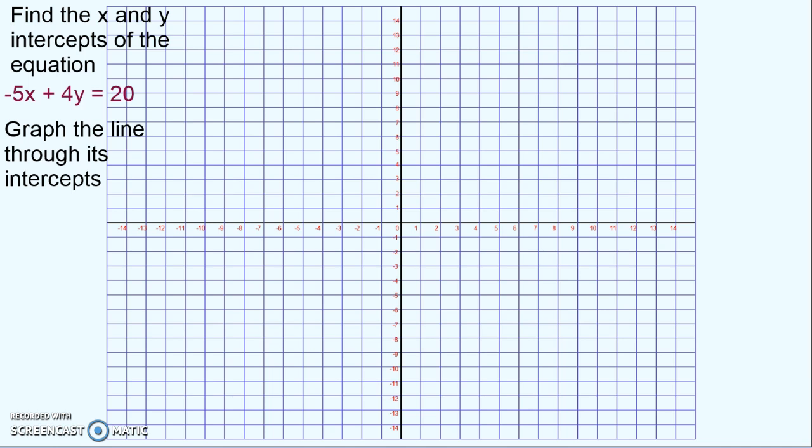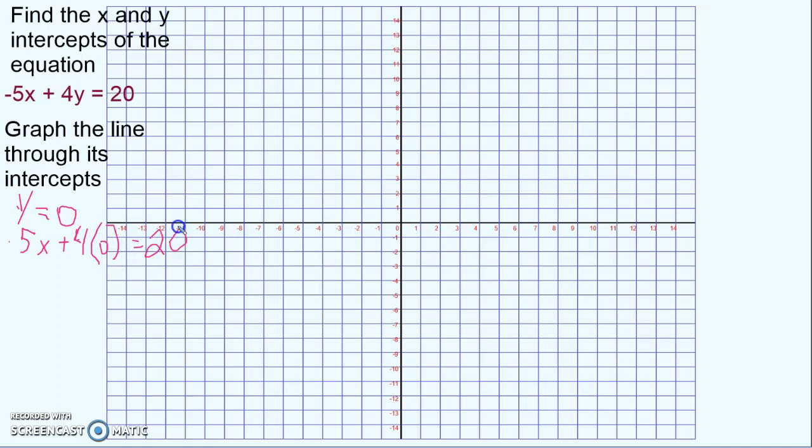We have: find the x and y intercepts of the equation negative 5x plus 4y is equal to 20. So we're going to solve for the x-intercept, and we know that the x-intercept is when y equals 0. So we're going to plug 0 in for y into the original equation. So we have negative 5x plus 4 times 0, because y is equal to 0, equals 20.